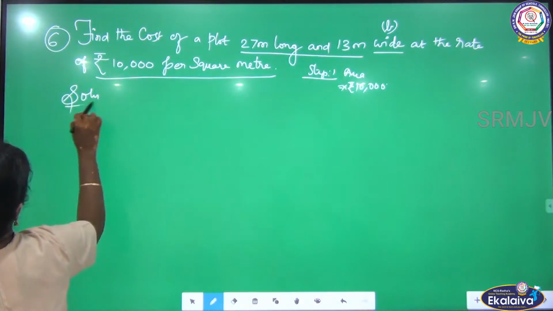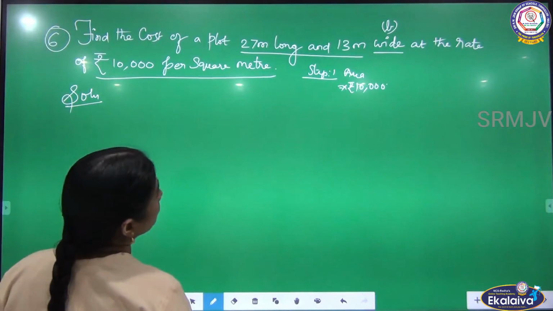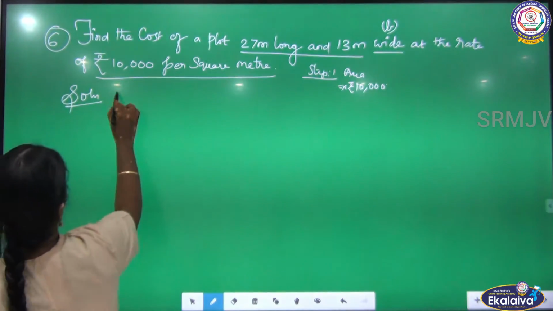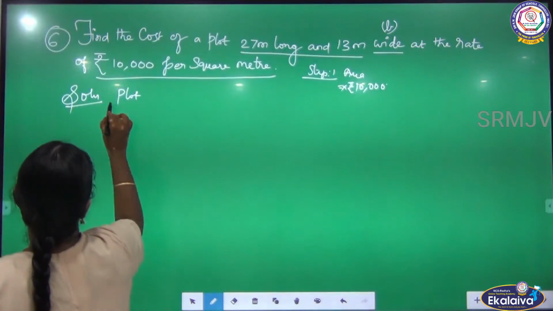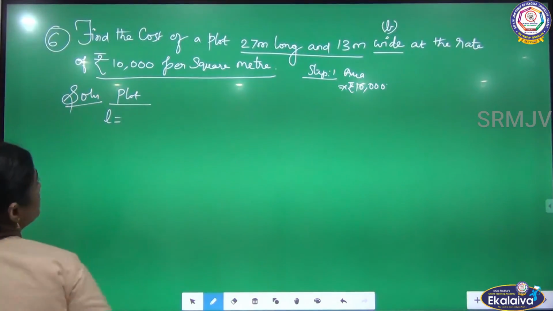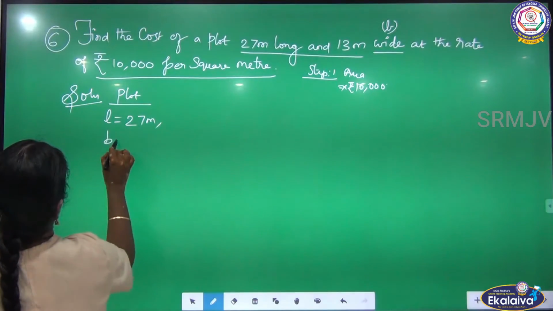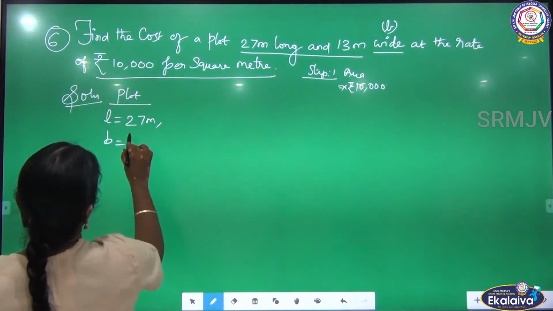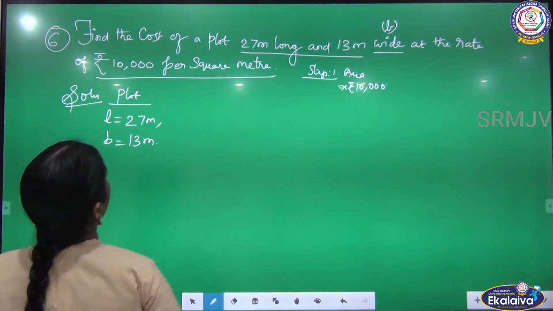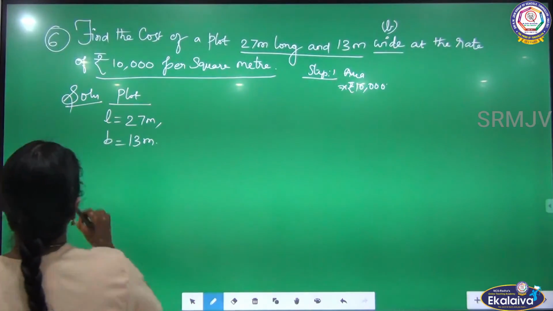Shall I move on to the sum? Listen. Write this. Plot. What is the length which is given in the question? 27 meter. And what is the breadth given? 13 meter. Now I am going to find out the area.